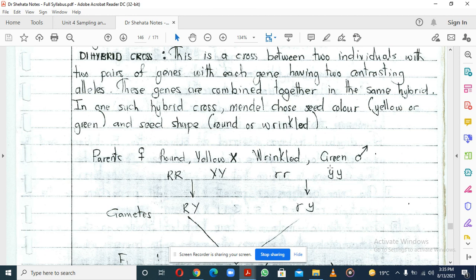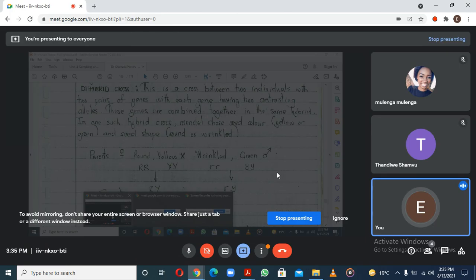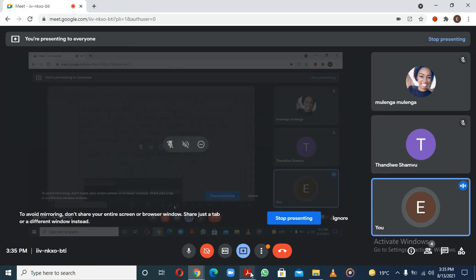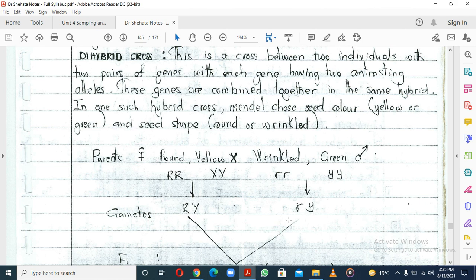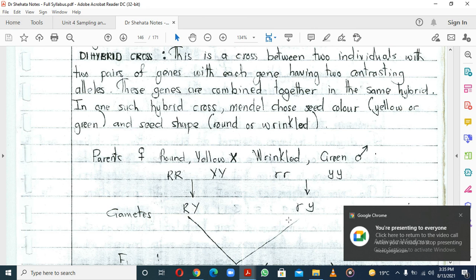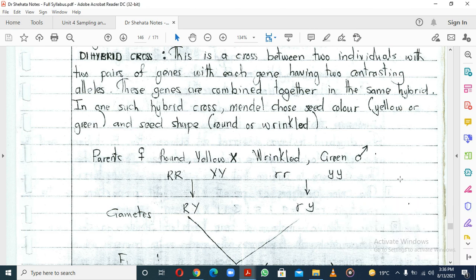two contrasting alleles. So what you're basically looking at for a dihybrid cross is, remember, for a monohybrid cross, we're just focusing on what? On one character trait, isn't it? So for the monohybrid cross, we're just focusing on one character trait, or maybe one gene. Maybe is it the length of the stem? Is it the color of the seeds? That's what we're just focusing on. But for a dihybrid cross, you are actually looking at more than one gene.